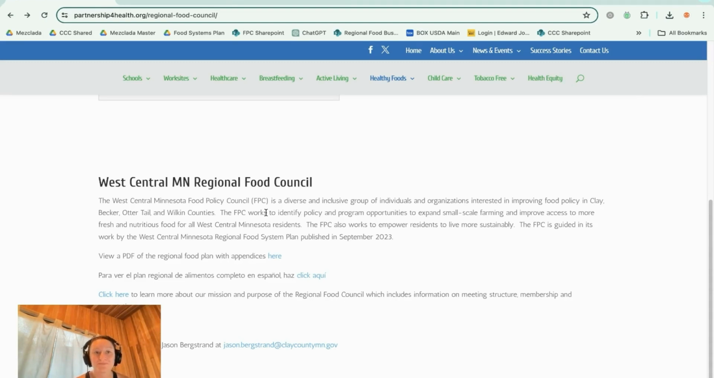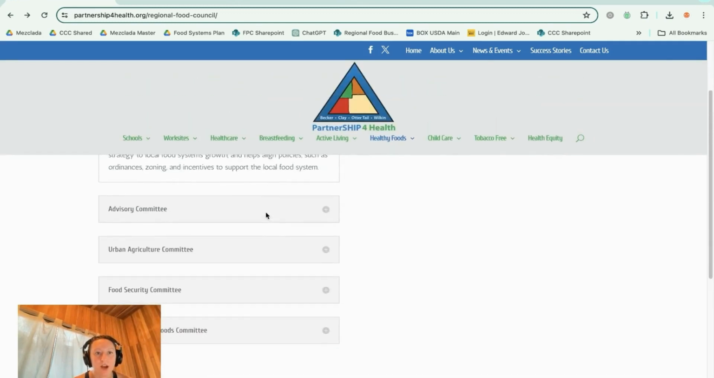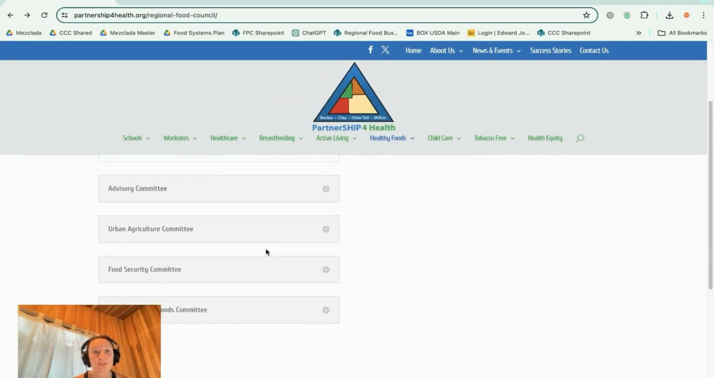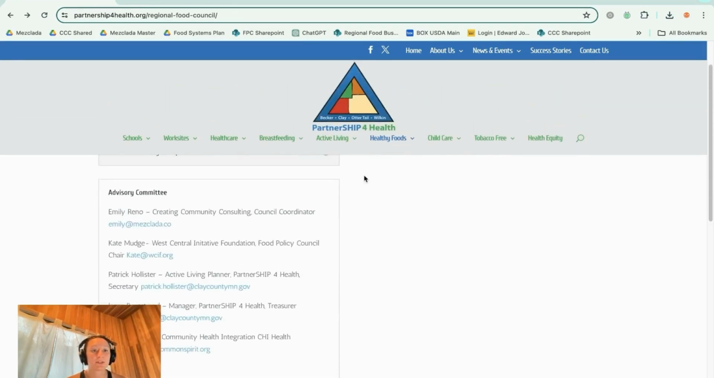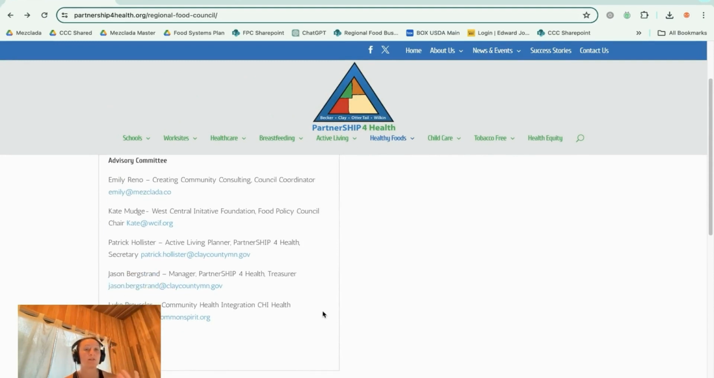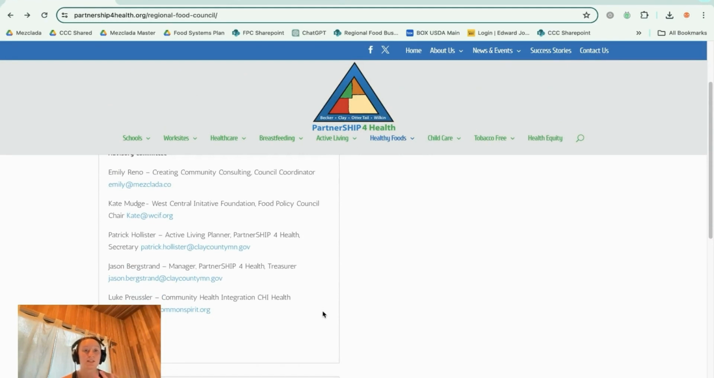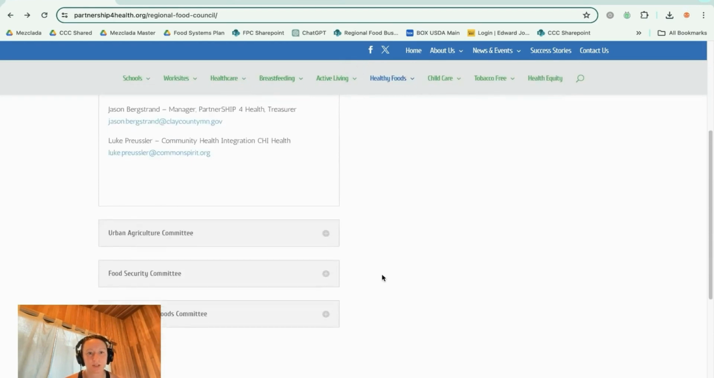funding in the future. So what we have currently are 3 sort of subcommittees, or just committees within our food council, and we've got urban agriculture, food security, and marketing local foods. And then this advisory committee, for example, is made up of different organizational groups that were involved in that planning process of the food systems plan. And so you'll see there's representation from across different industries involved in that, which is really exciting.